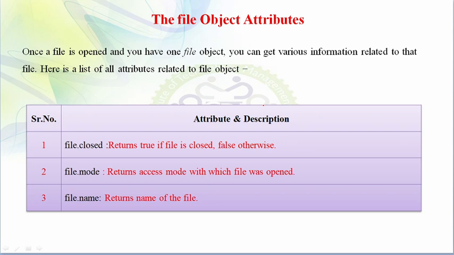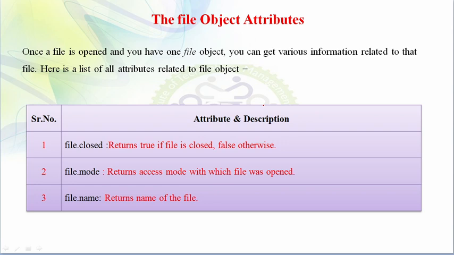So the different attributes and descriptions are: the first one is file.closed. This usually returns the true value if your file is closed, and it returns the false value if it is not closed. So by using the file.closed attribute, you can check whether your file is closed or not.